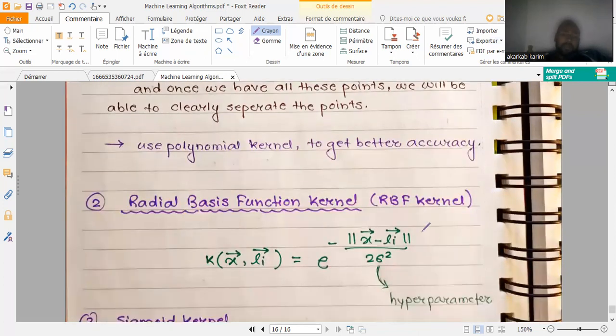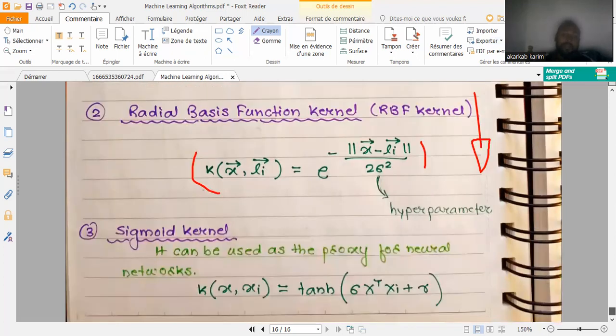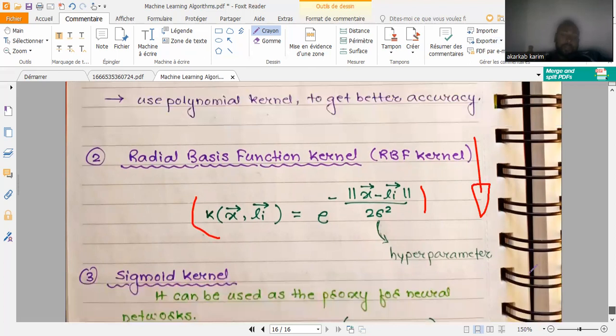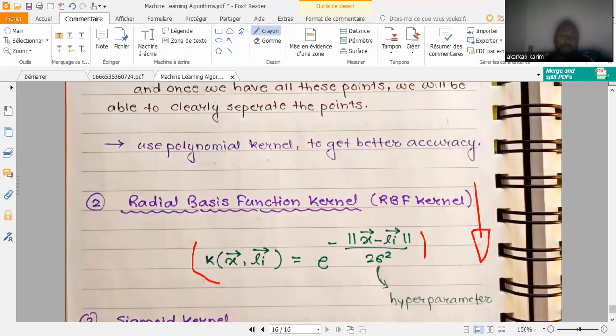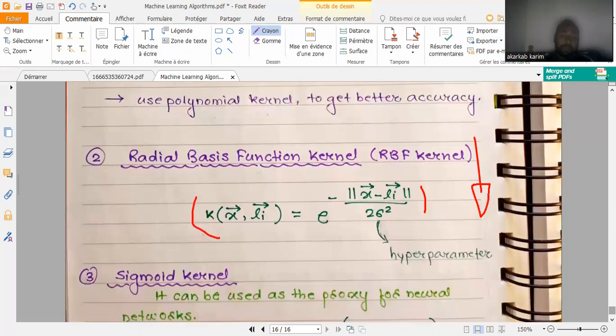We also have another transformation with the radial basis function kernel. This has hyperparameters, which I will show you with some examples after the session. And we also have the sigmoid kernel, with the transformation of tanh of sigma transpose x1 x2 plus sigma. Now I will show you both transformations, the radial basis function and the sigmoid function.